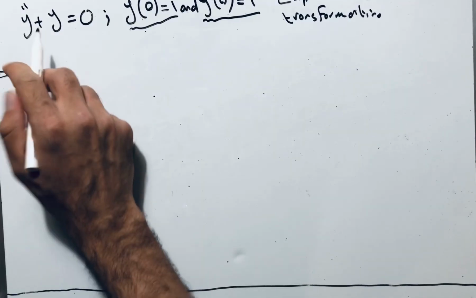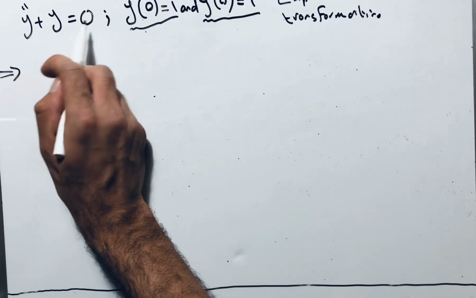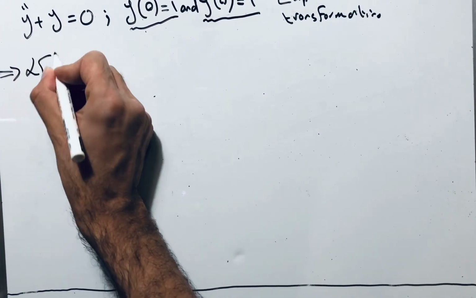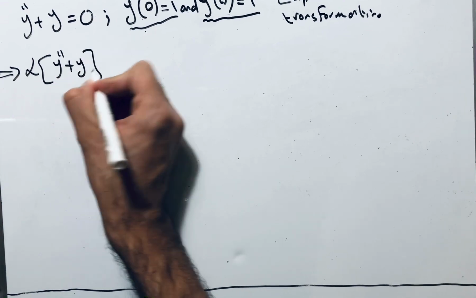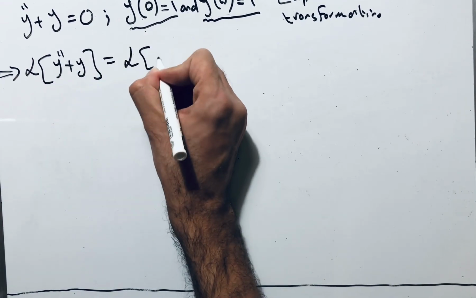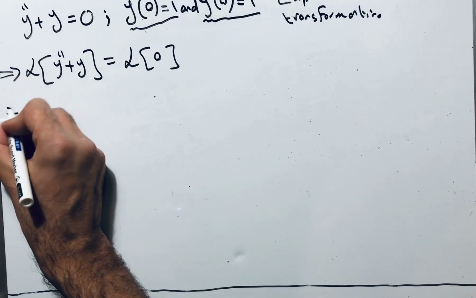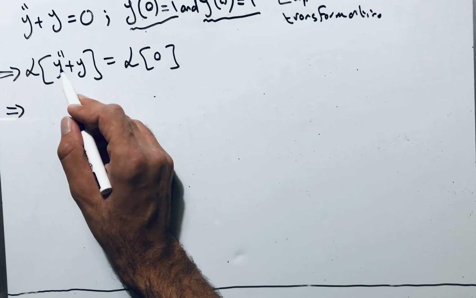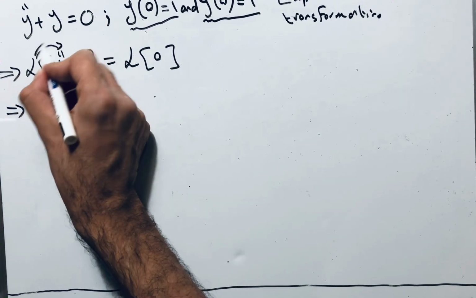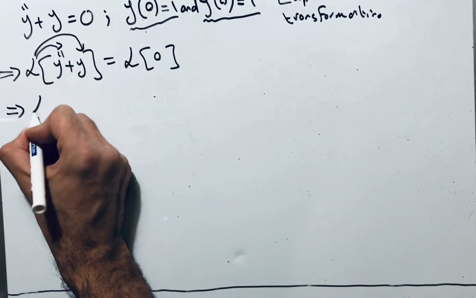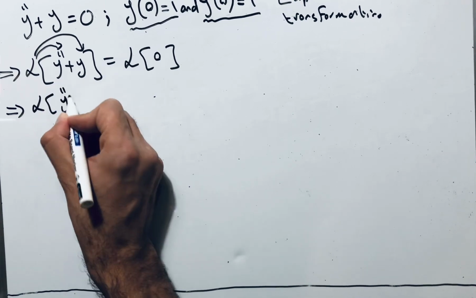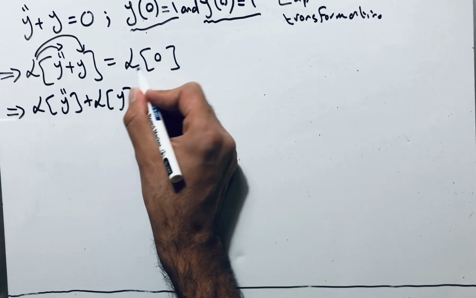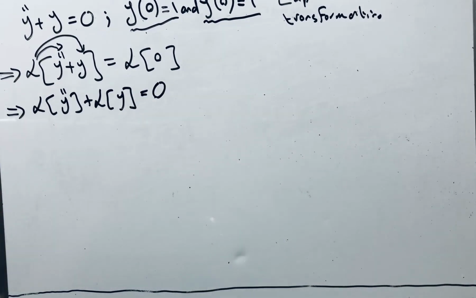Firstly, we're going to take the Laplace transformation of both sides. So the left side becomes Laplace of y double prime plus y, and the right side becomes Laplace of 0. We know that the Laplace transformation is linear, so it distributes over the two terms. So this becomes the Laplace of y double prime plus the Laplace of y, and the Laplace of 0 we can immediately say is 0.